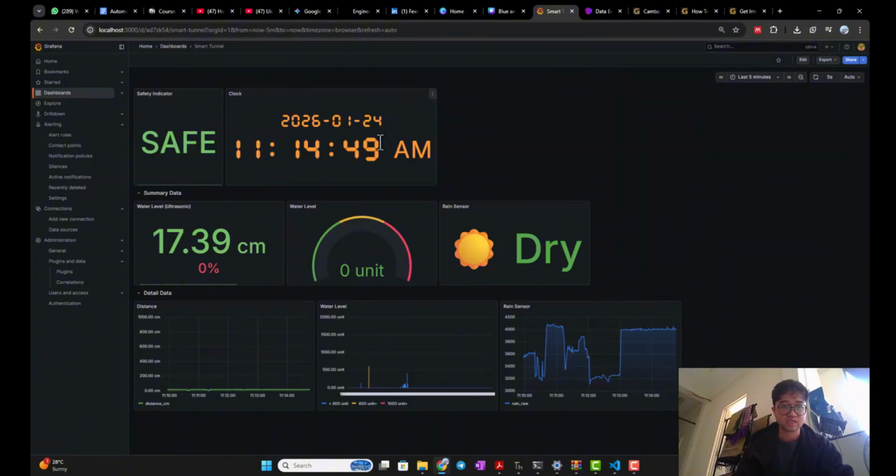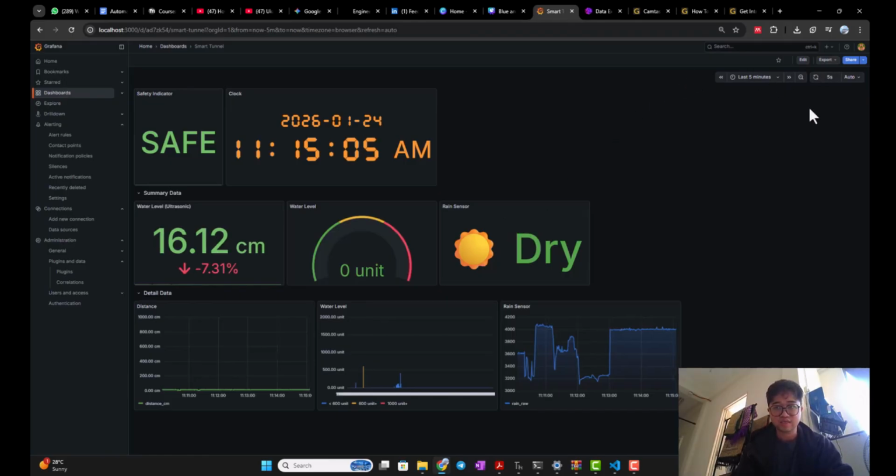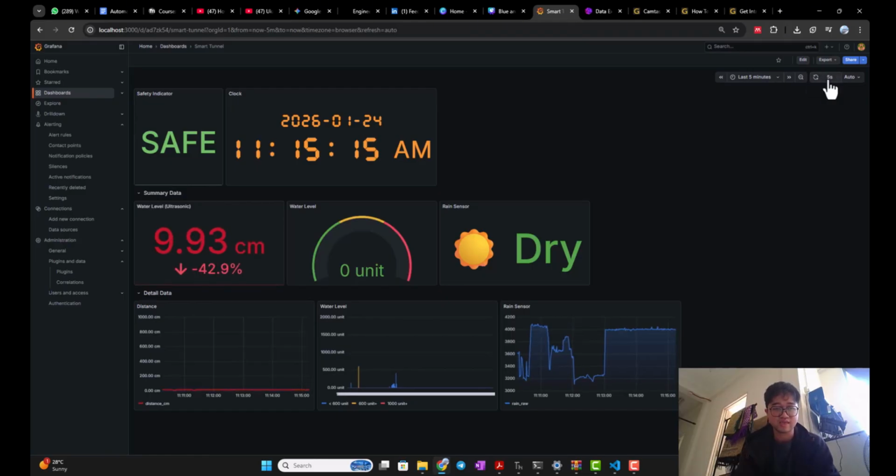So this is the dashboard interface for the Grafana. So here the water level sensor, and here the ultrasonic sensor, and here the water level, and here is the dry. So if the ultrasonic sensor is detecting, then we can see it has a real time update. So it will change to yellow color, and if you're too close, it will change to the red color. Yeah, like this. So same goes to the rain sensor.